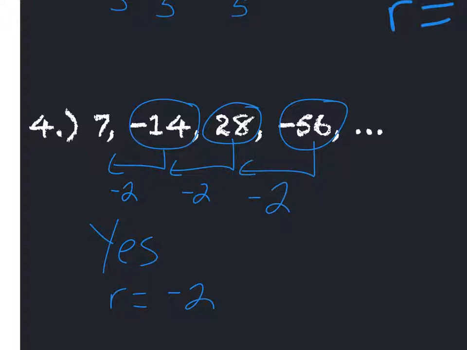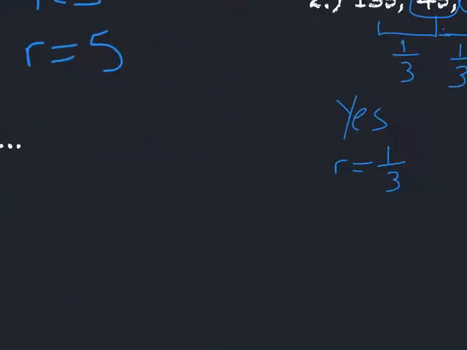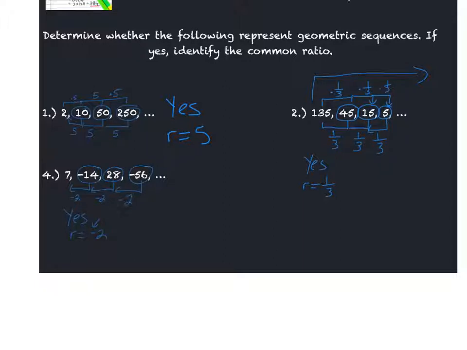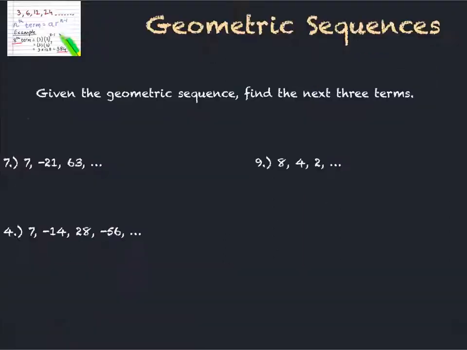Okay, so when you see these sequences where you're going from positive to negative, that usually means that your common ratio is going to, in fact, be a negative number. And that was all three of our examples. All three of them were geometric sequences. Okay, so now we are given a geometric sequence and we are asked to find the next three terms.